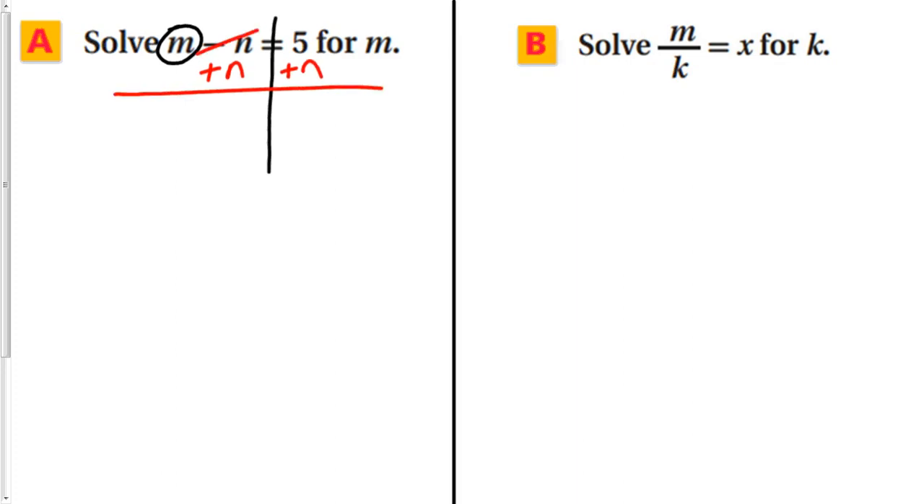Negative n plus n. Excuse me, I'm going to pause it here. All right, here we go.